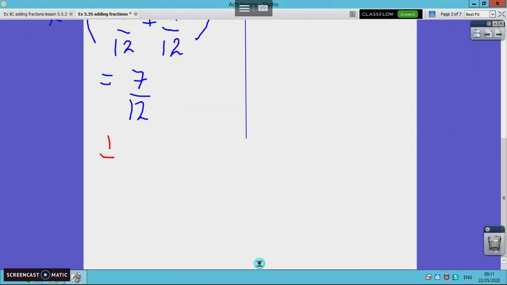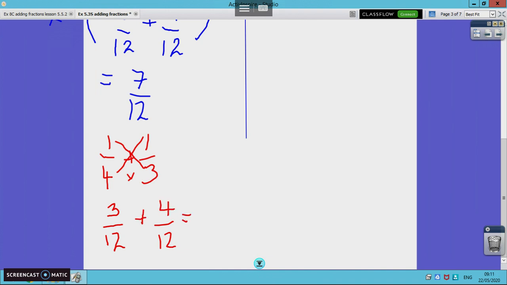So we've got a quarter plus a third. First thing we're going to do is times 4 by 3 to give me my denominator. Then I'm going to cross multiply. I'm going to do 1 times 3 is 3, 1 times 4 is 4. And I add them together and I get 7/12. So there's a little trick that you can use. Multiply the two denominators together and then cross multiply to get your numerators.